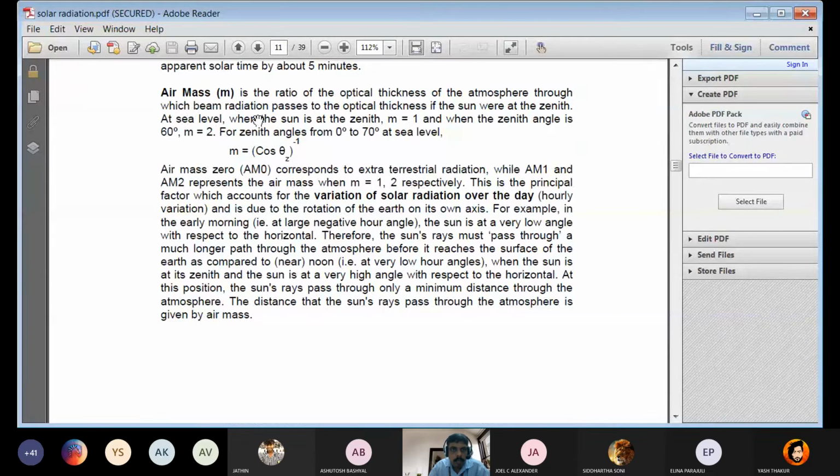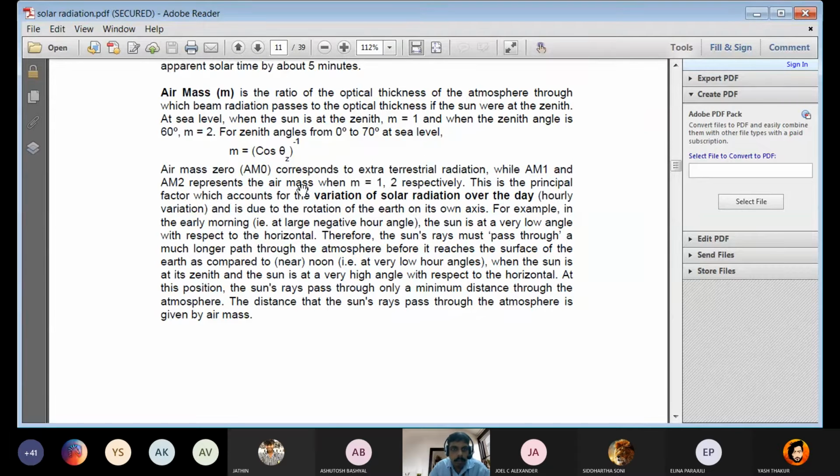Air mass we have already discussed. What is air mass? Air mass m is the ratio of the optical thickness of the atmosphere through which beam radiation passes to the optical thickness of the atmosphere if the sun were at the zenith.